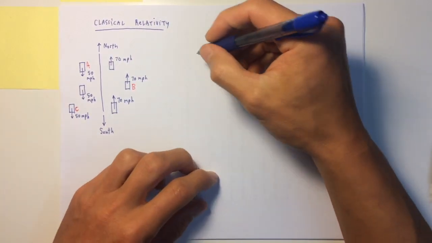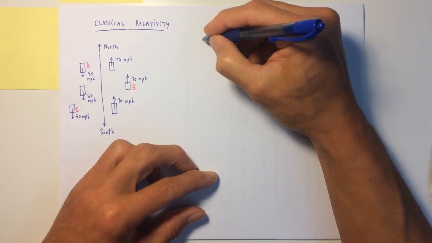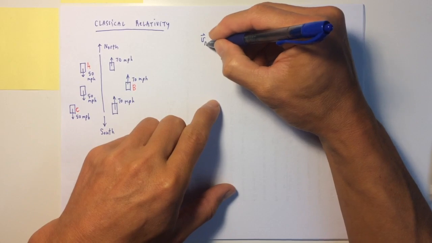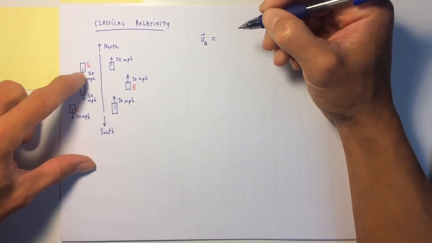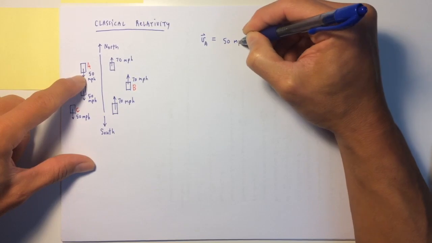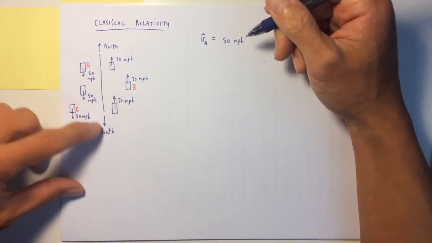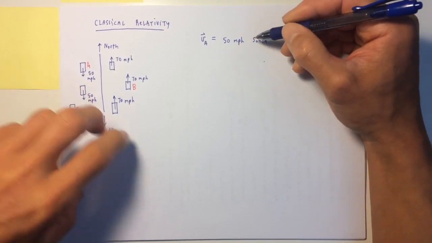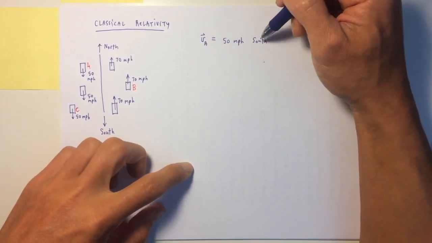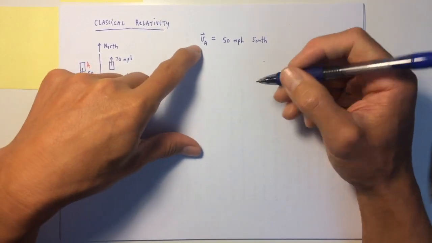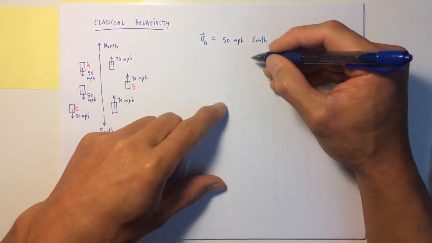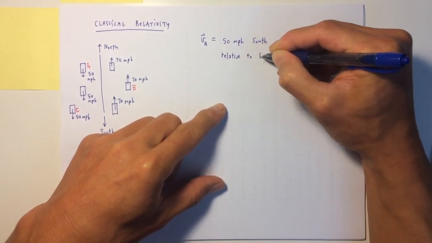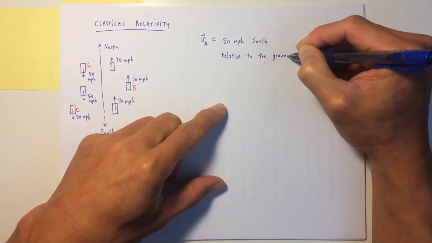Since we're talking about motion, let's talk about velocity. For example, the velocity of car A looks like it's 50 miles per hour. That's the speed of the car, and that car is heading southbound. So let's give it a full-fledged vector value. I've got the speed and the direction. So this is the velocity of car A, but it really is relative to the ground, right?